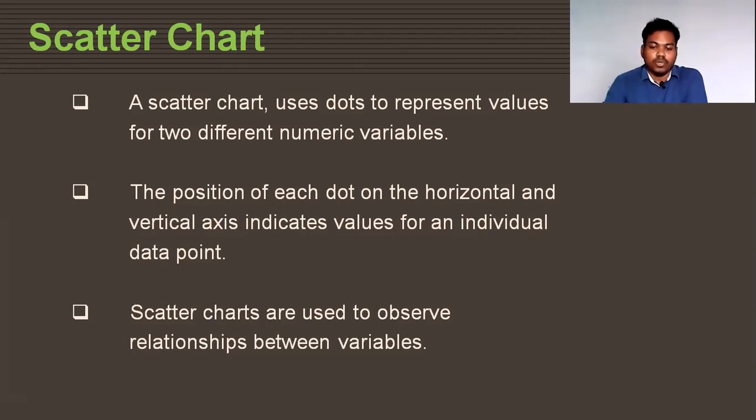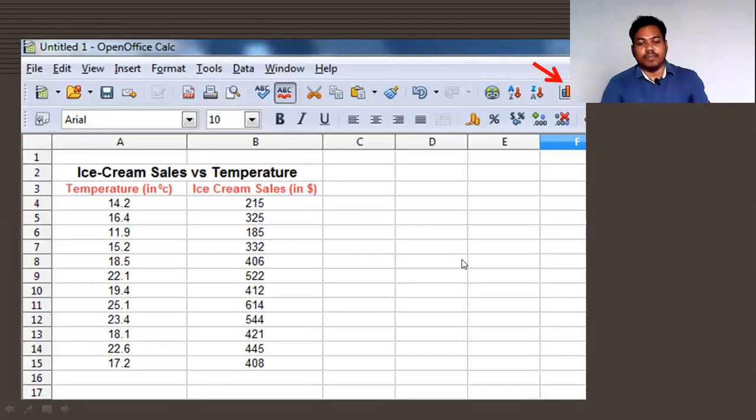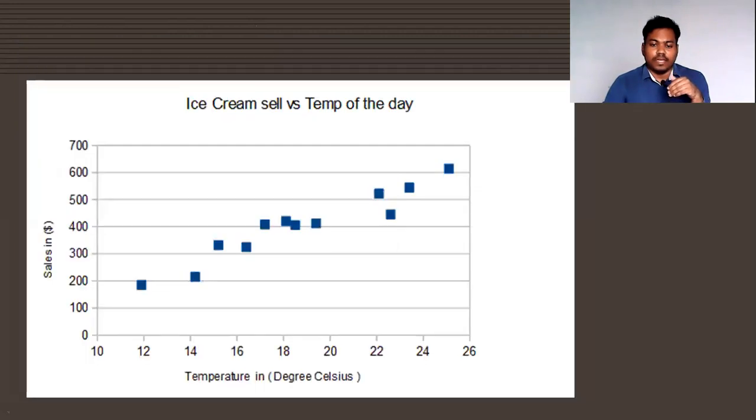Scatter charts are used to observe the relationship between two variables, like temperature and ice cream. What is the effect of temperature on ice cream? That is the relationship we want to find out. So when we create the chart for this, see these dotted points. This is a scattered kind of chart.